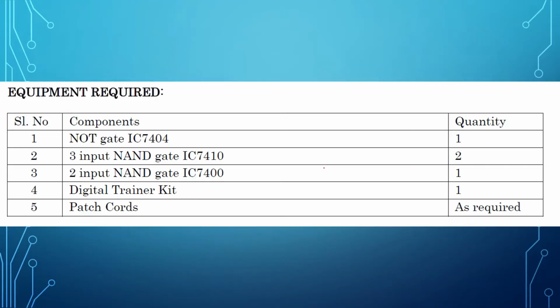The components I need to take here are a NOT gate. There is no lot of explanation needed for this NOT gate because we have been using NOT gates very frequently in almost all the experiments. We need to take a 3-input NAND gate. These are new to us because we have not used NAND gates till now. So we need to take 3-input NAND gates, 2 in number, and 2-input NAND gates, 1 in number, and finally a trainer kit and patch cords to make the necessary connections.